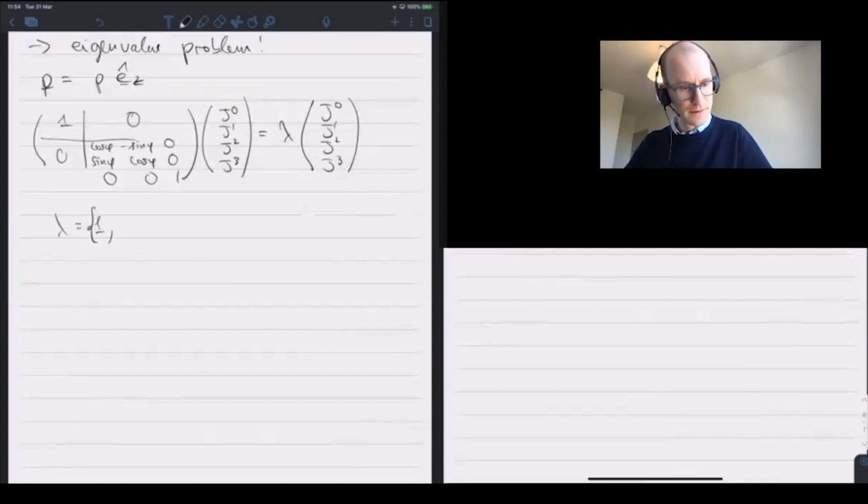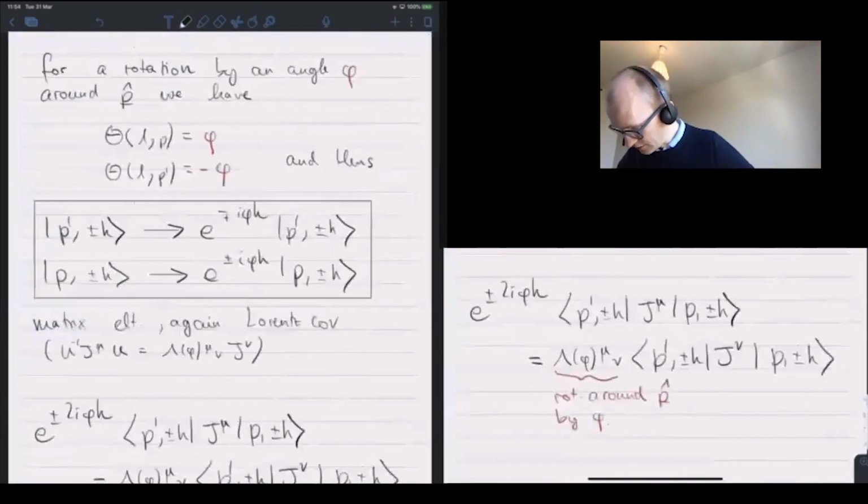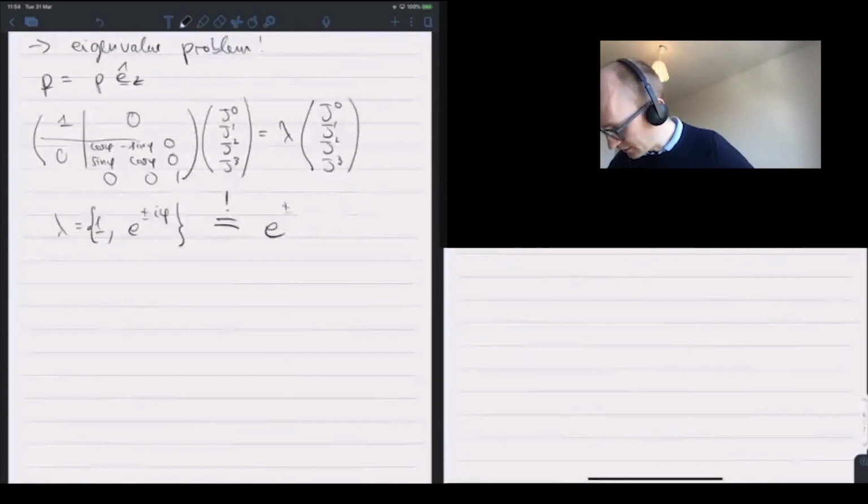1, e to the plus or minus i phi, and that's it. Okay, and this has to be equal according to our analysis. It has to be equal to what? It has to be equal to e to the, let's make sure I get the signs right, plus or minus 2i phi h, right? This guy here. It's our equation. So e to the plus or minus 2i phi h.